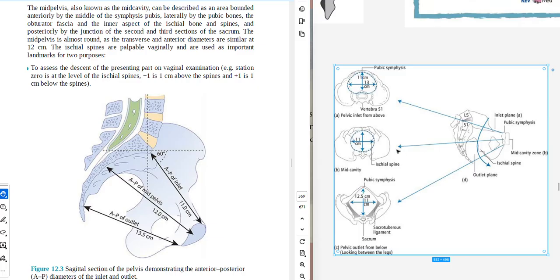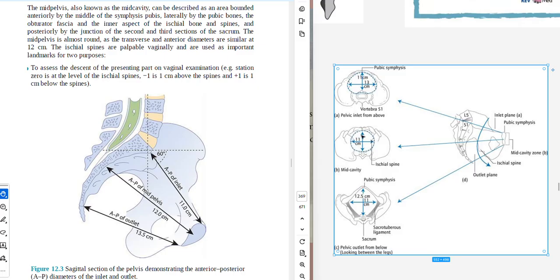This is because we move lower into the pelvis. So laterally, these are the sides here. Laterally, these two sides are formed by pubic bones, obturator fascia, and inner surface of the ischium, and the two ischial spines. These are the most important structures, by the way. Remember, in the mid pelvis, the lateral sides are basically made by pubic bones, the obturator fascia, and the inner aspect of the ischium and the two ischial spines, right? These are very important structures.